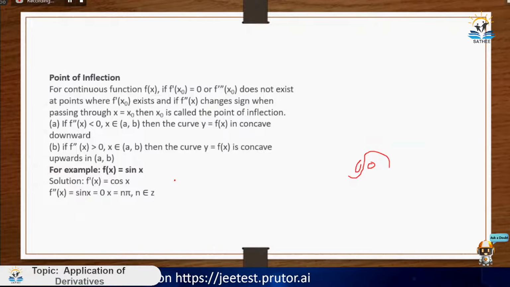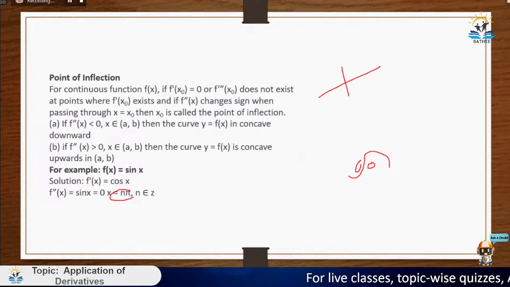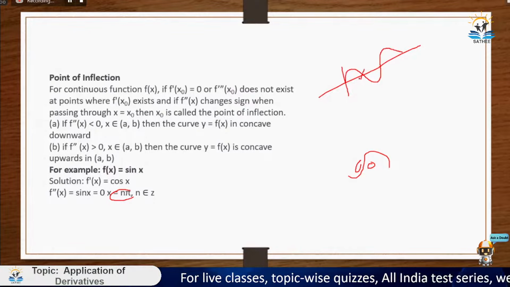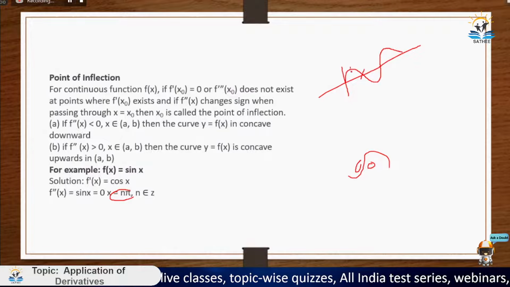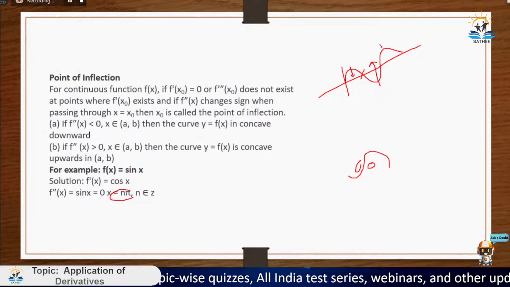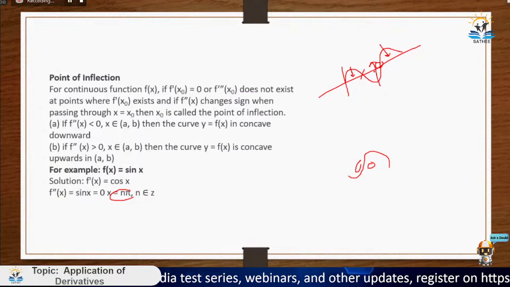One example is given here: f dash x equal to cos x, f double dash x equal to sin x. Whenever f double dash x is equal to 0, at x equal to n pi, the concavity of sin x changes. If I draw the curve of sin x, it is something like this. You can see that at every x equal to n pi, initially the curve was concave down, and at x equal to n pi, it became concave up. Similarly, here the curve became concave down. So at every x equal to n pi, the concavity of the curve is changing. Here the curve was concave down, here the curve was concave up.